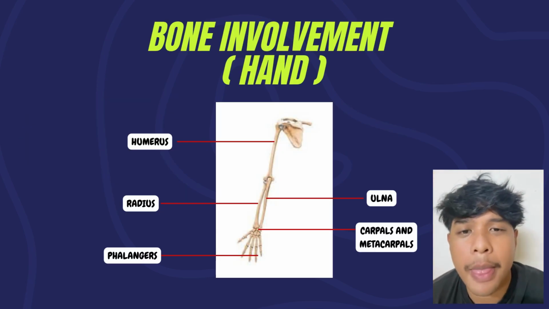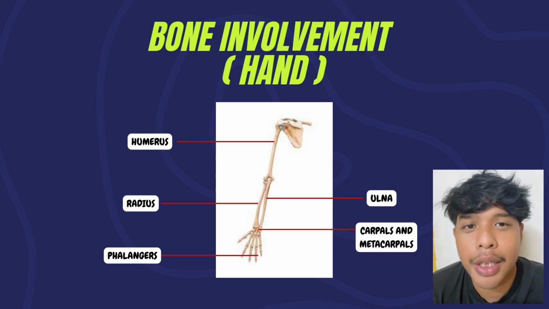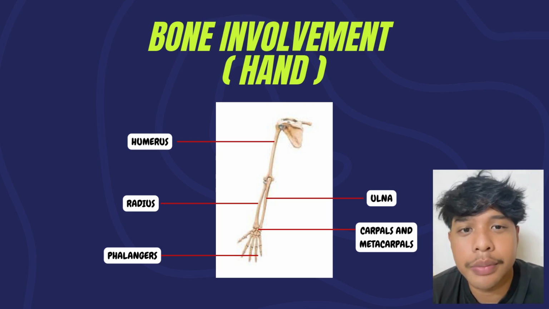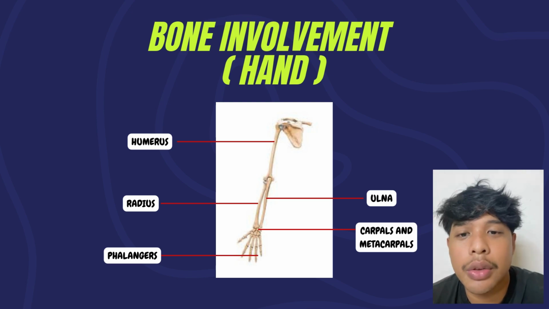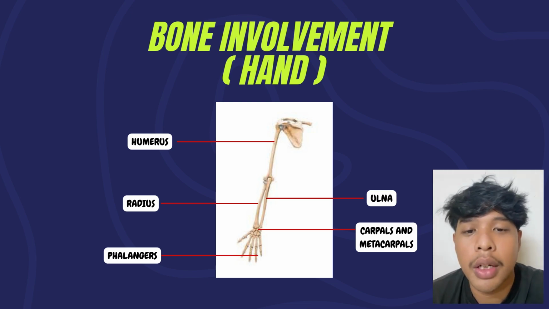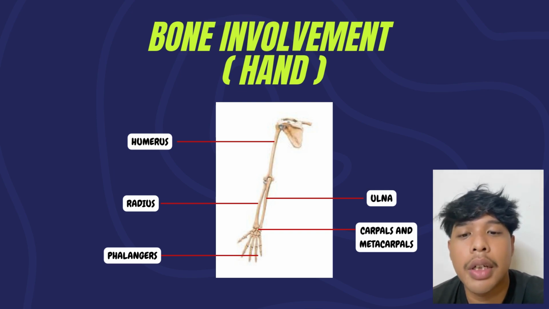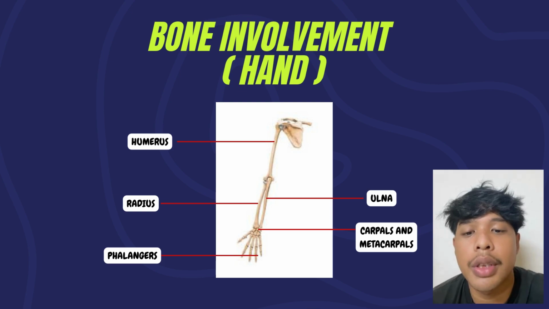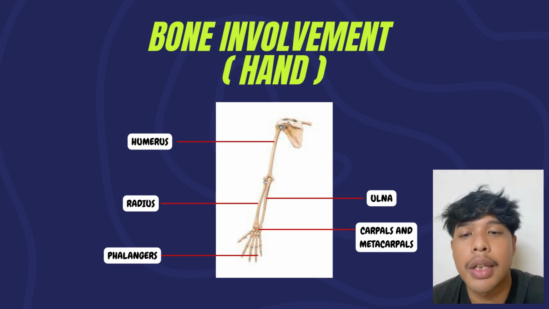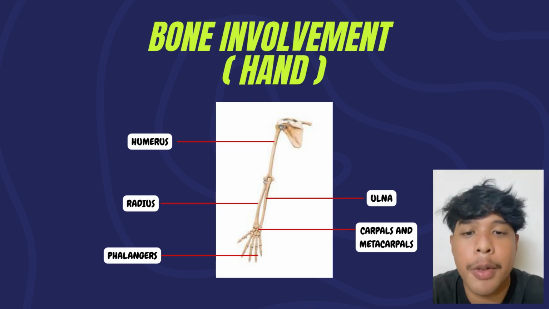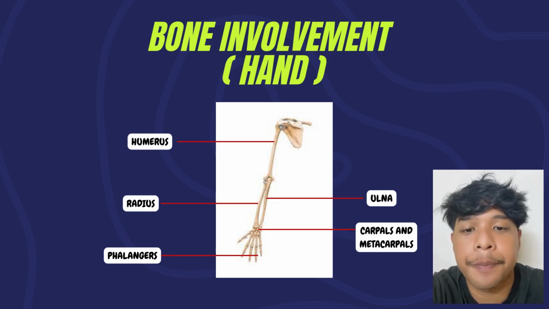So Assalamualaikum, my name is Muhammad Isfitri bin Ismail. I will talk about bone involvement in hand. So as you can see here, we have a humerus at the upper arm bone, and radius and ulna, forearm bones, carpals and metacarpals at the wrist and palm bones, and the phalanges at the finger bones. Okay, we go to the next slide.